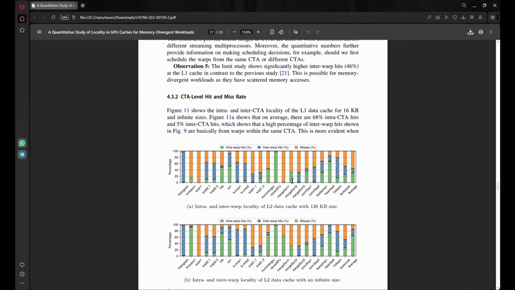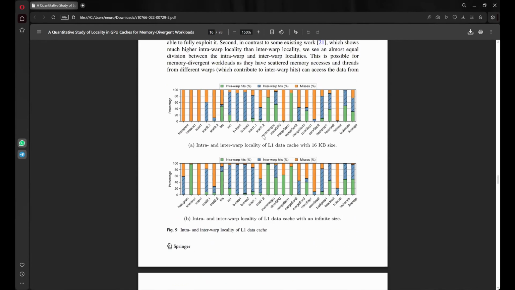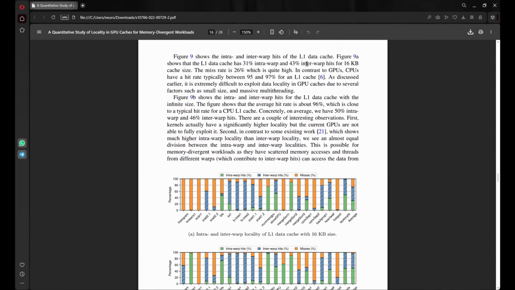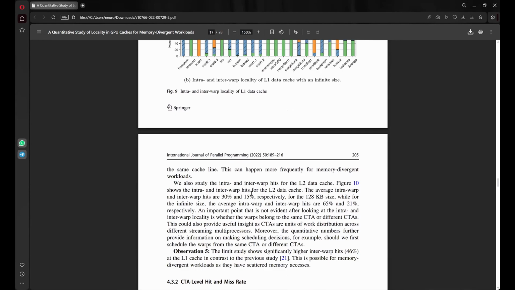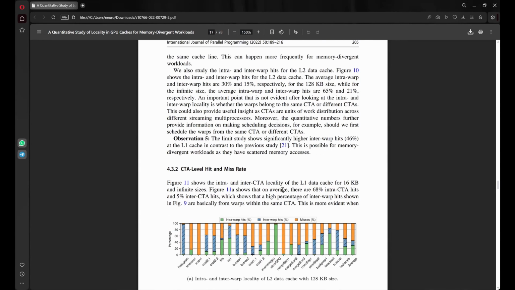If we look at CTA level hit and miss rate, we see that for L1 cache, at realistic and infinite size, there's 68% intra-CTA hits and 5% inter-CTA hits, which pretty much shows that most of the inter-warp hits from this section of the study, the 43% of inter-warp hits, or hits coming from outside of the same warp, are most likely from a warp within the same CTA. So 68% intra-CTA hits.